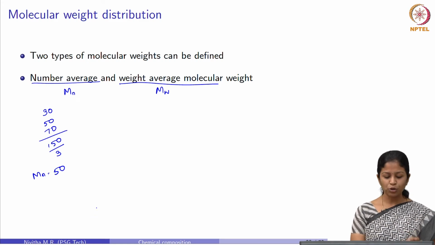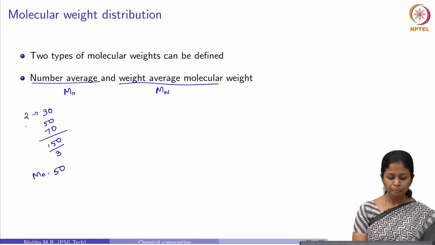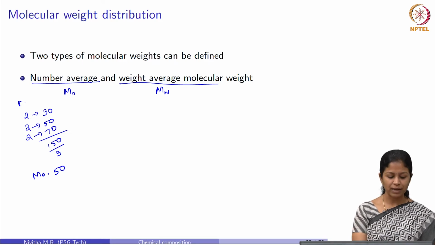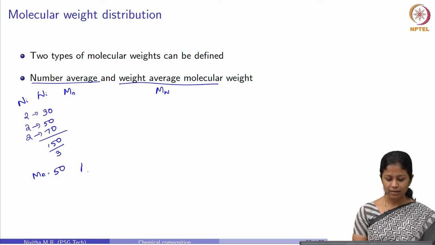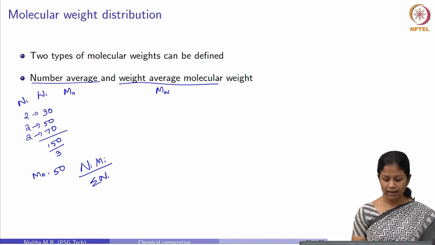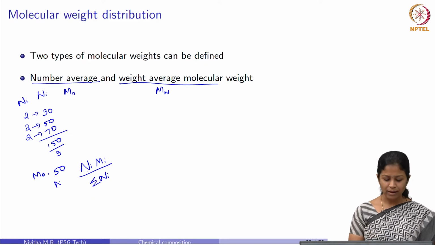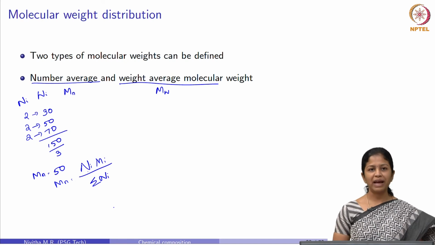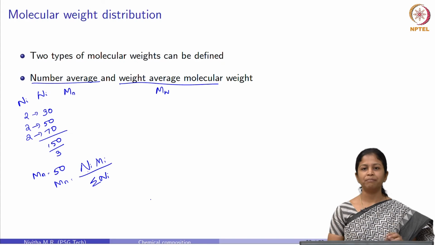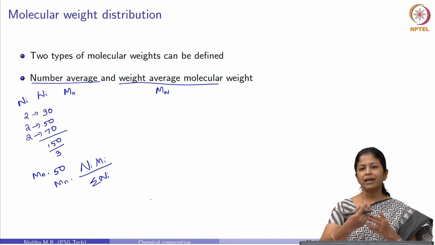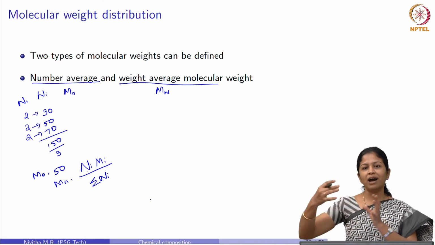So if we have 2 people with weight 30, 2 people with weight 50, 2 people with weight 70, this becomes the number of people with the weight, and this becomes the weight of people. So what we get here is sigma Ni Mi divided by sigma Ni. So that is my number average molecular weight. So we have it as 50 here. Let's see what this weight average molecular weight is. This weight average molecular weight gives more weightage to people with higher weights.